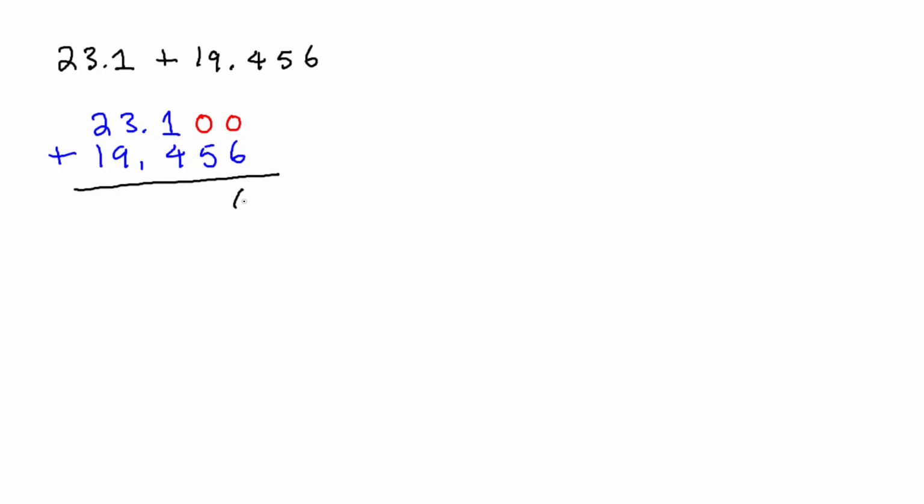This will be 6, this will be 5, this will be 5. Bring down your decimal point. 9 plus 3, that will be 12. Carry the 1. 1 plus 2, that's 3 plus 1, that's 4. So your final answer is 42.556.